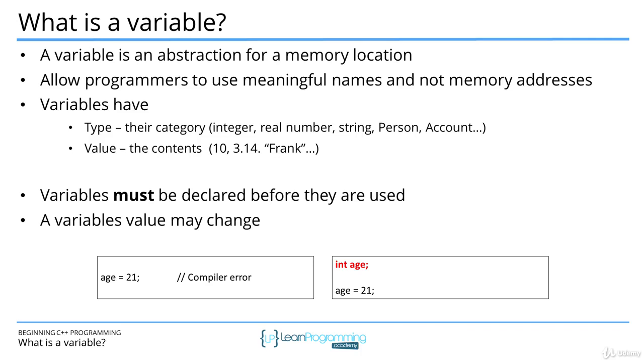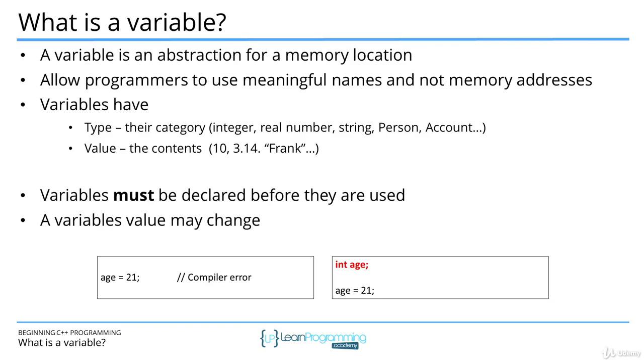First is their type. The compiler needs to know what types of values are legal to store in age. In the first code snippet on the left, we tell the compiler to store 21 in age. But we never told the compiler what is valid to store in age. This will produce a compiler error telling us that age hasn't been declared. In the code snippet on the right, we first declare age to be an integer. Now the compiler knows that only integers are allowed to be stored in age.